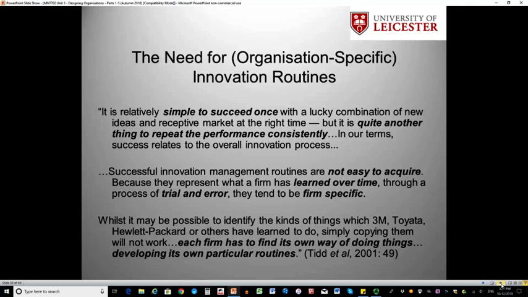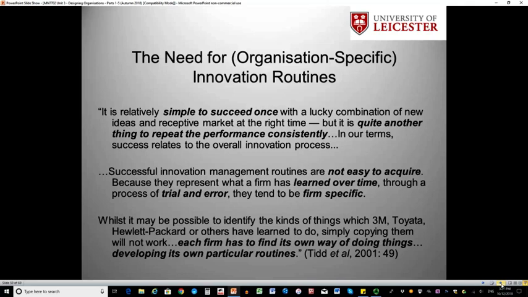So innovation routines is something that we need to think about. What are the activities and processes and routines that lead to successful innovation? Now, although Teece et al. talk about the necessity to have very firm-specific and sector-specific innovation routines, they nevertheless argue, and quite rightly I think, that we can learn from what other companies do. We can learn from what worked well for them, we can learn from what has worked less well.